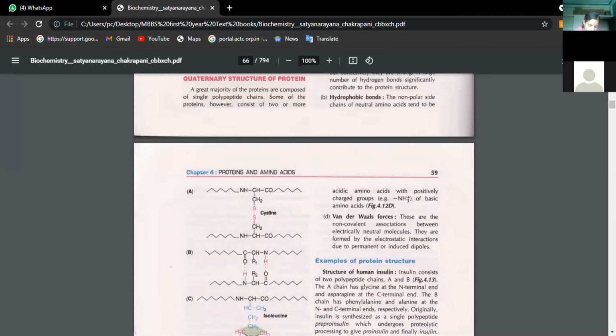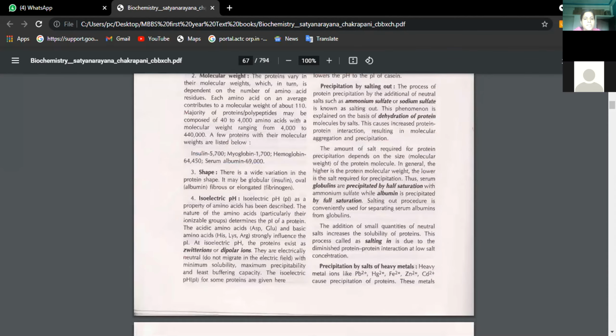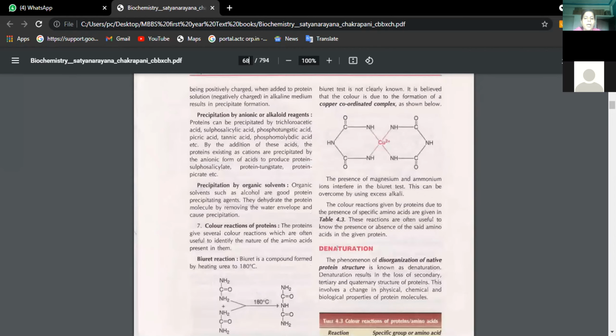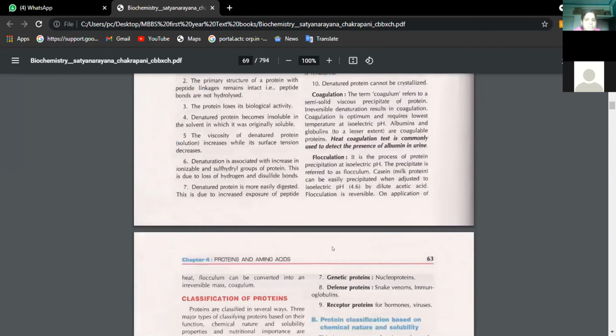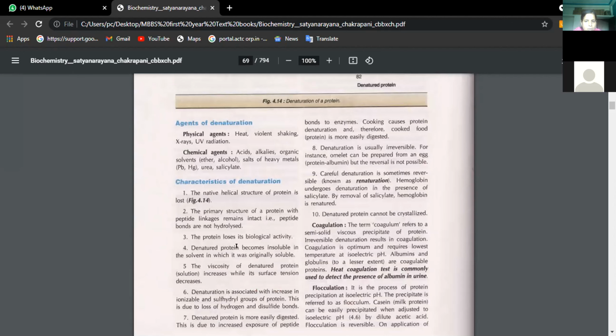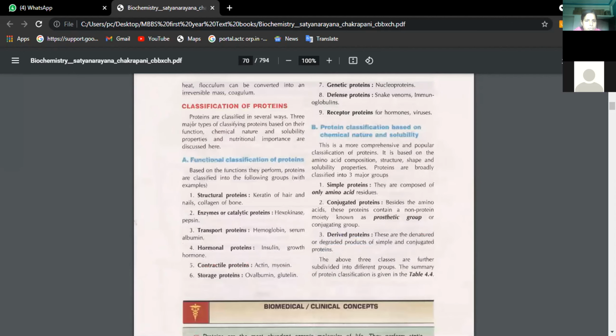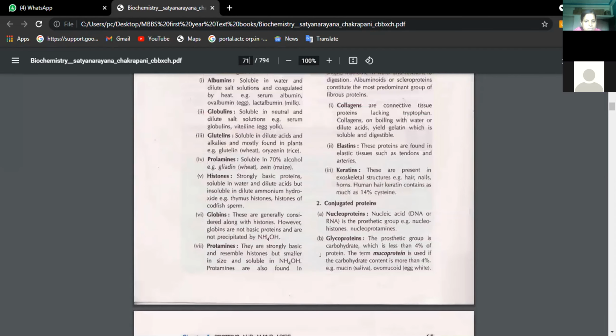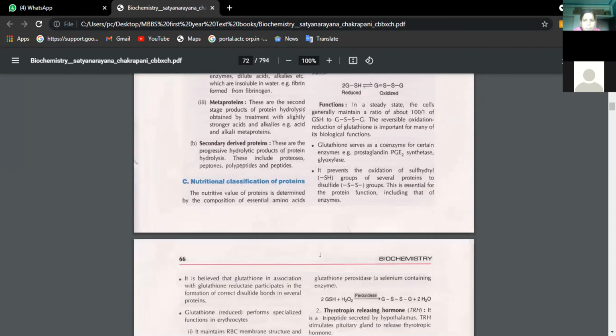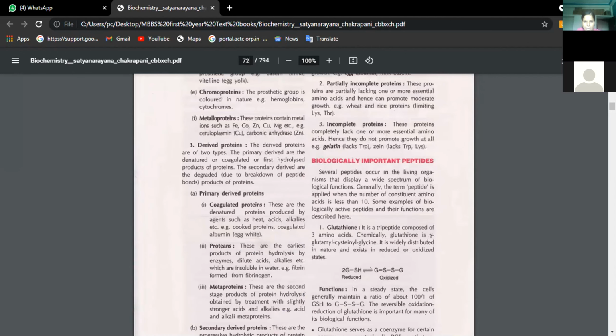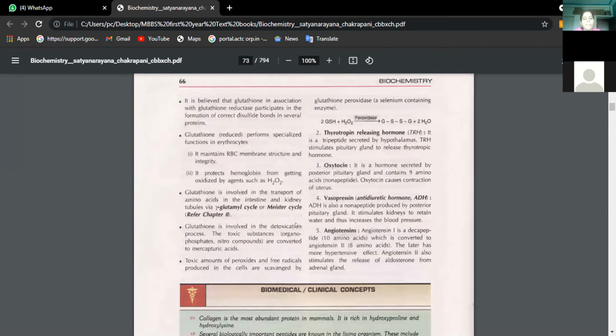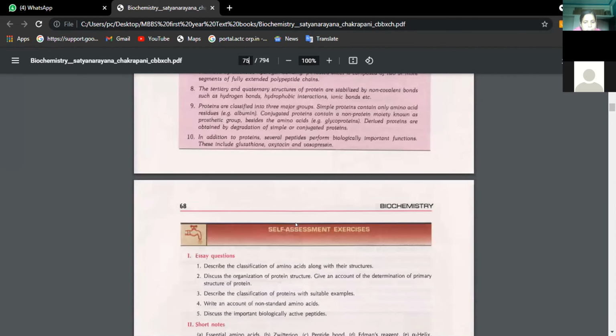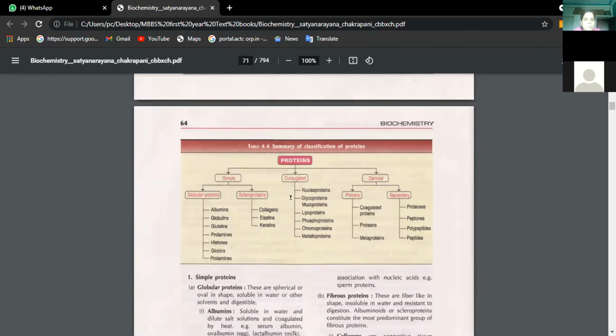See here, write about the bonds which stabilize the structure of protein. Bonds which stabilize the structure of protein: you can see here we have covalent bonds, we have sulfur bonds, we have van der Waals forces, we have hydrogen bonds. Many bonds are there which will keep the structure very stable. There is a question like biologically important peptides here also, which we already did. I'm showing you here because we did it. Peptides which are less than 10 amino acids: glutathione, many are there, oxytocin.